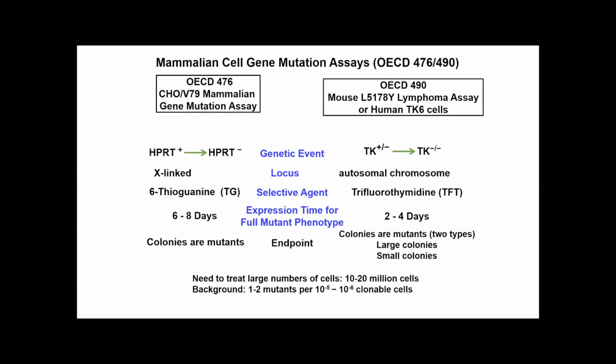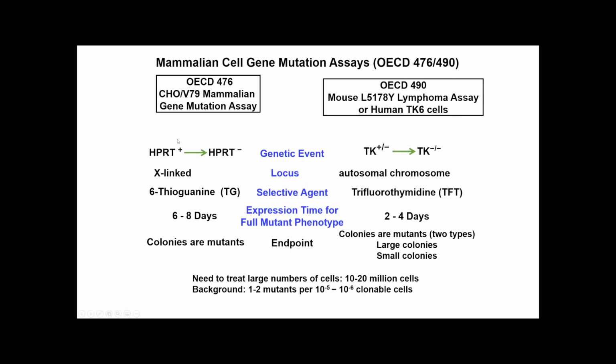So the mammalian gene mutation assays are shown here, and these are a bit of a pain, and we are setting one up called the mouse lymphoma test. And basically, there are two guidelines. I was on this one, 490, because of my TK6 experience, and also in the general group.